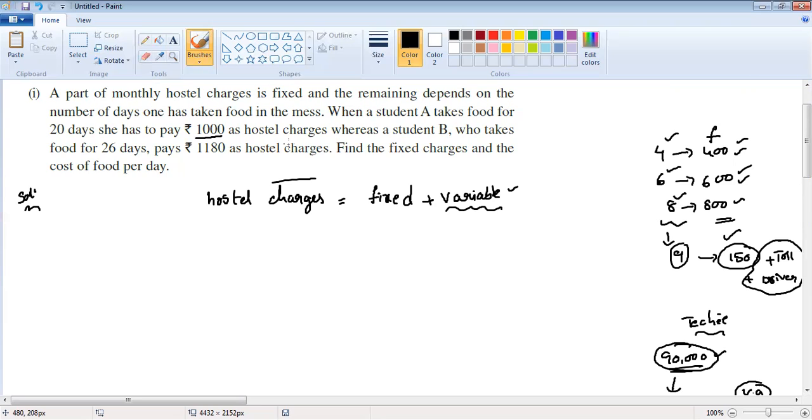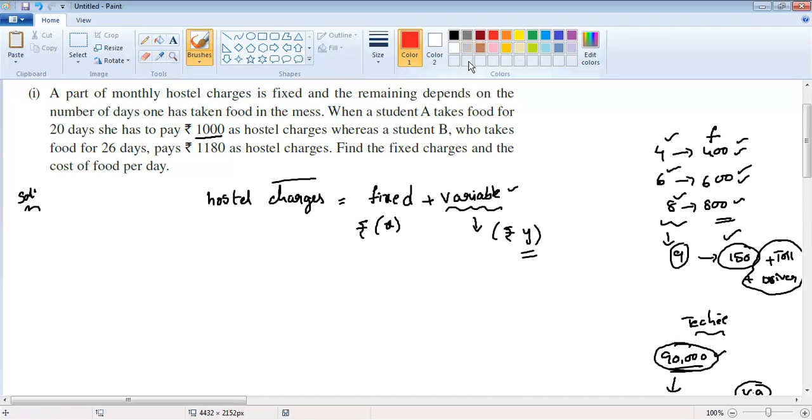Sir, we will take the fixed charge as Y, and X will be the cost of food per day. Hostel charges, fixed charge. Then we will get 20x plus y is equal to 1000. Sorry, 1000. It will be the first equation.